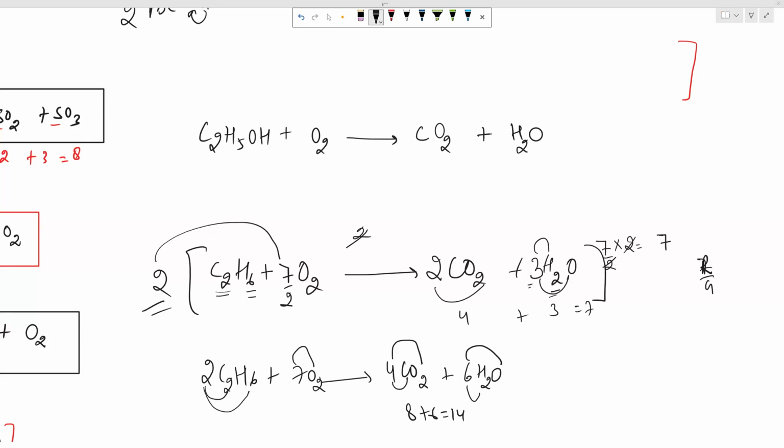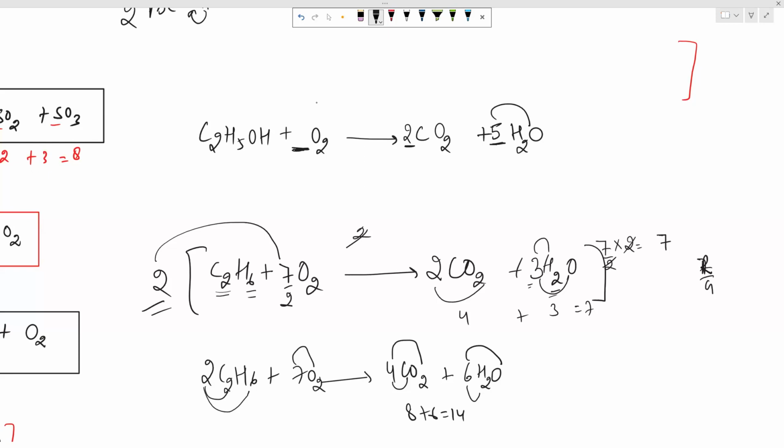Yes, sir. C2H5OH plus O2 gives you 2CO2 plus 5H2O. How much? What's the number here? Before the O2, there is no number, sir. No number. And what is the number here? Sir, 2. And here? 5.